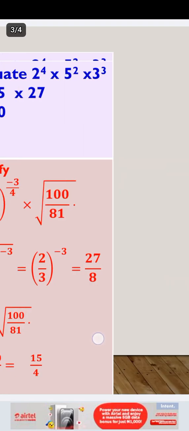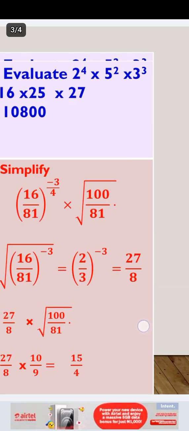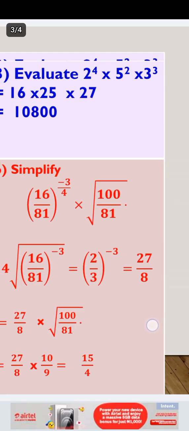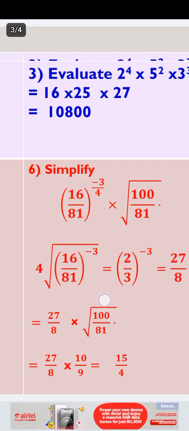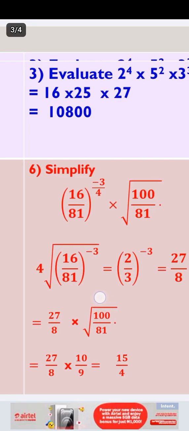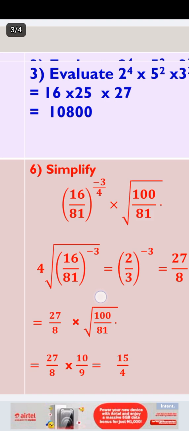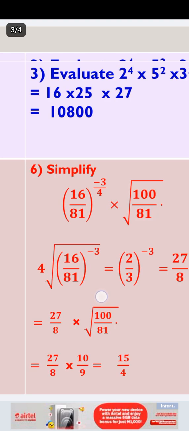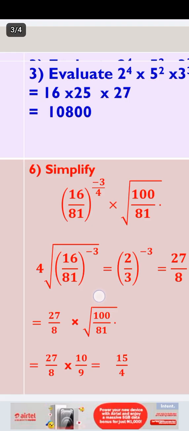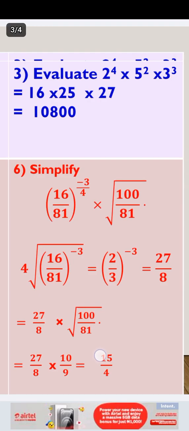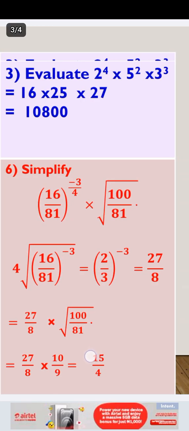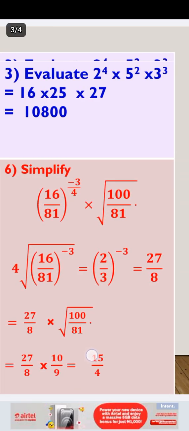And now the square root of 100 is now 27 over 8 times the square root of 100 over 81. The square root of 100 is 10, while the square root of 81 is 9. And so we arrive at 27 over 8 times 10 over 9.